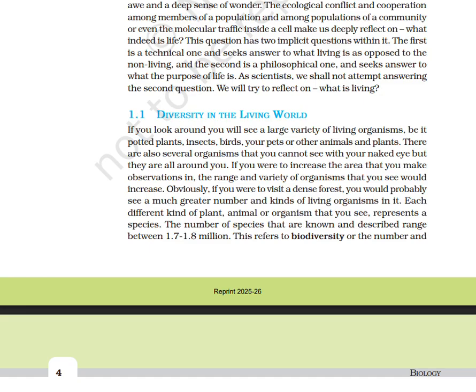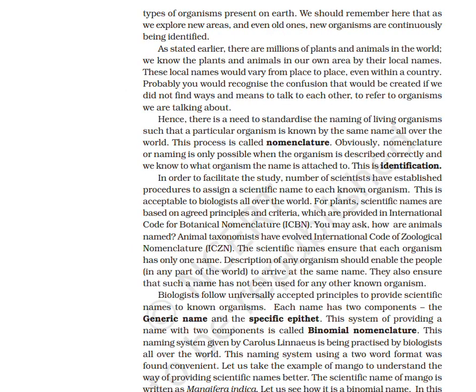This refers to biodiversity, or the number and types of organisms present on the earth. We should remember here that as we explore new areas or even the old ones, new organisms are continuously being identified. As stated earlier, there are millions of plants and animals in the world. We know the plants and animals in our own area by their local names. These local names would vary from place to place, even within a country. Probably you would recognize the confusion that would be created if we did not find the ways and means to talk to each other, to refer to organisms we are talking about.